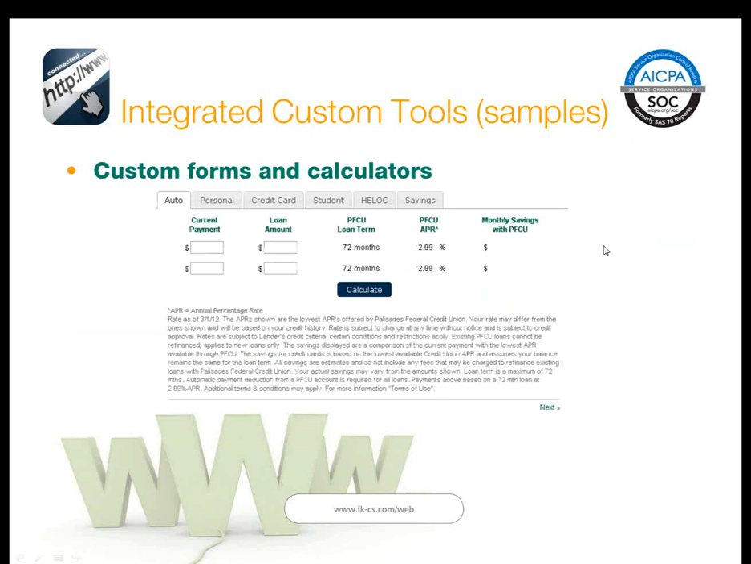This is a sample of just a custom kind of form and calculator combination that we had done for a client. And what it does is allows a member or a customer to come on the site, put in their current loans and things like that that they have outstanding from another financial institution. And as you move through the different tabs, it's got their auto loans, personal loans, credit cards, student loans, etc. As you put in the information here and hit calculate, it will actually calculate the savings once you switch over to this particular financial institution.